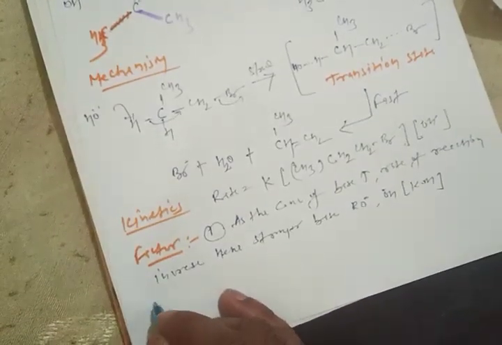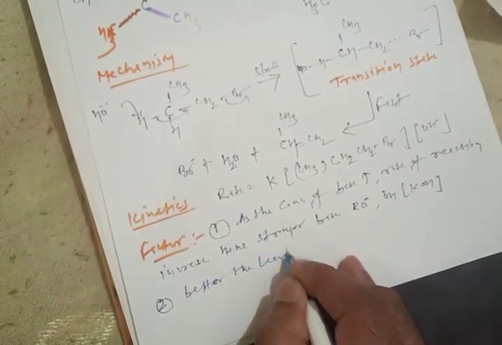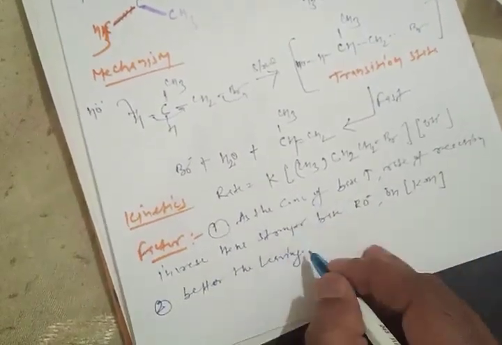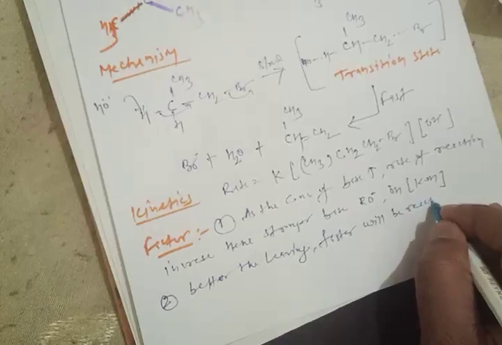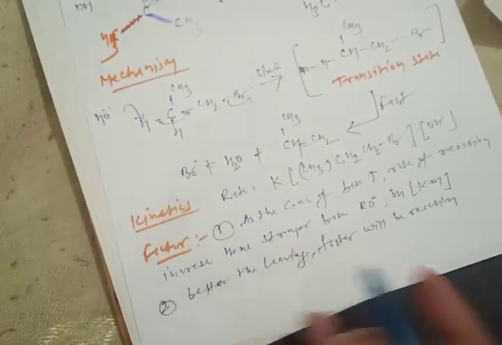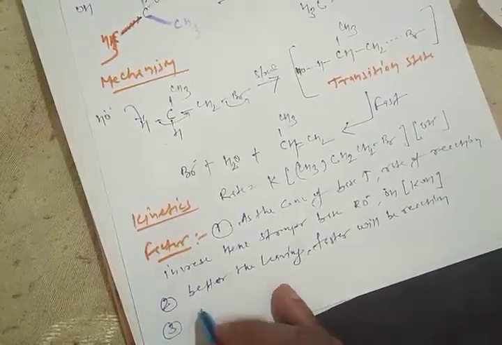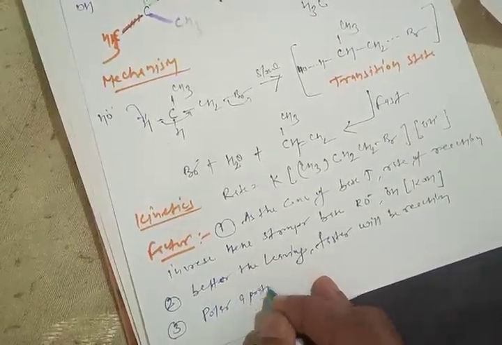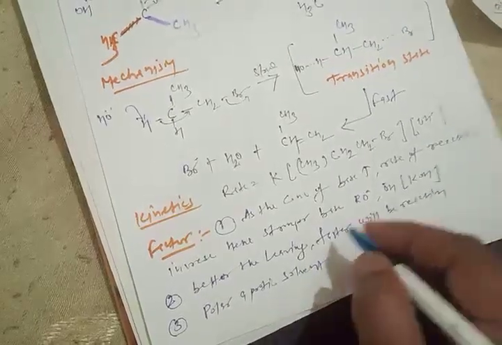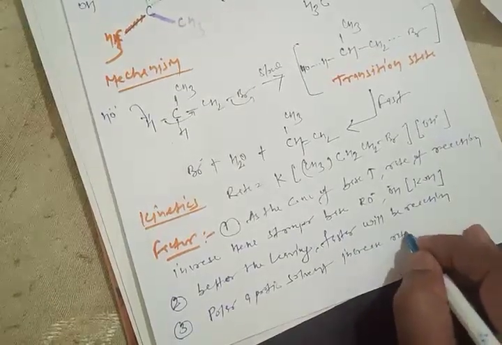Then again, the better the leaving group, the faster the reaction will be. The order is the same. Whereas in E1 a polar protic solvent is required, here a polar aprotic solvent is required, which increases the rate of reaction.